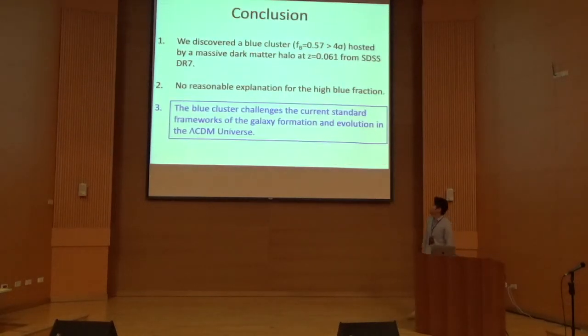So let me conclude. We discovered a blue cluster at redshift 0.46, which shows an unexpectedly high blue fraction, the number fraction of blue star-forming galaxies, yet is hosted by a massive dark matter halo, which is 10 to the 14 solar masses. Then there is no reasonable explanation for this high blue fraction. So that means the blue fraction we found challenges the current standard framework of galaxy formation and evolution in the Lambda CDM universe. Okay, I stop here. Thank you very much.